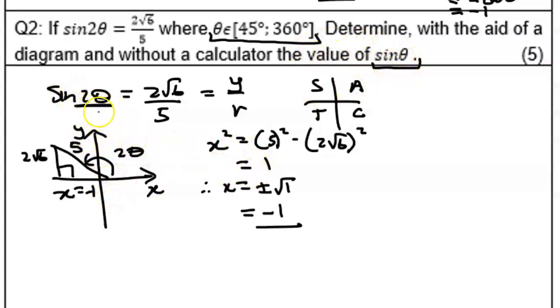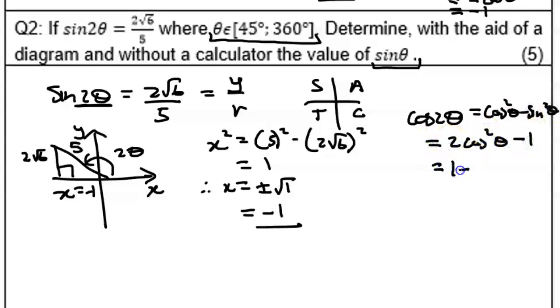What do we know about double angles? We know that double angles have expansions. Sine 2 theta is 2 sine theta cos theta. But cos 2 theta has 3 expansions. Cos squared theta minus sine squared theta, 2 cos squared theta minus 1, 1 minus 2 sine squared theta. So if we look very carefully, we want to find sine theta. So which is going to be the best expansion for us? Let's write all down again. So we can say that cos 2 theta is going to equal cos squared theta minus sine squared theta, equal to 2 cos squared theta minus 1, or 1 minus 2 sine squared theta.